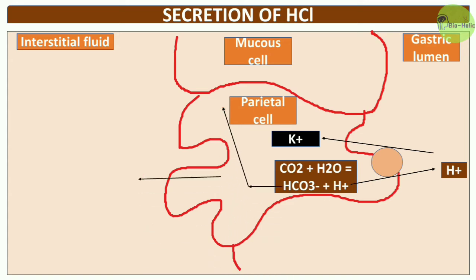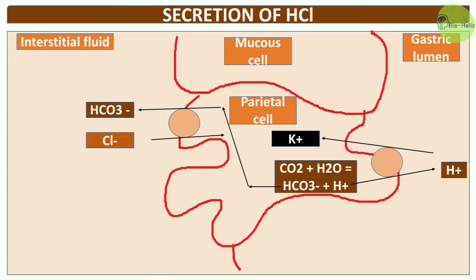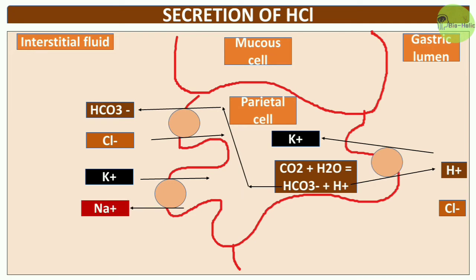And the HCO3- moves toward the interstitial fluid in exchange for the chloride ion. And this chloride ion is then transferred to the gastric lumen. And through some ATPase action, the potassium moves into the parietal cell, and the sodium moves outward to the interstitial fluid. And this causes an increase in the potassium concentration in the parietal cell, and to decrease it, a pump moves it outward to the interstitial fluid.